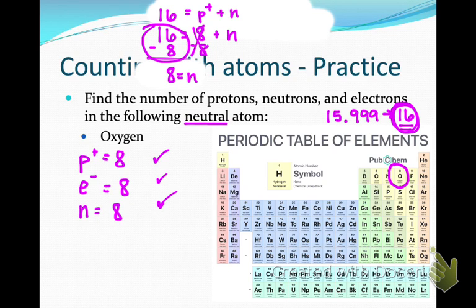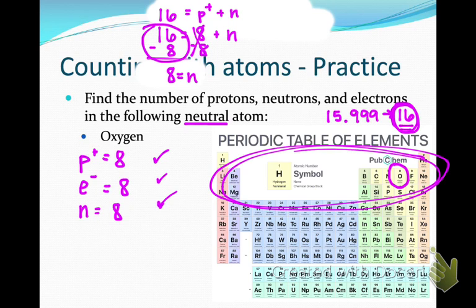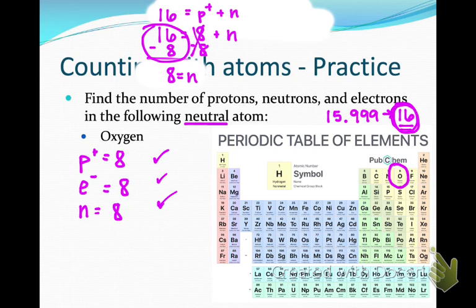It does not always happen that they have the same exact number. That's not always the case. It happens more often with these elements up top, but once you get down to the bottom, they typically have a lot more neutrons than they do protons.